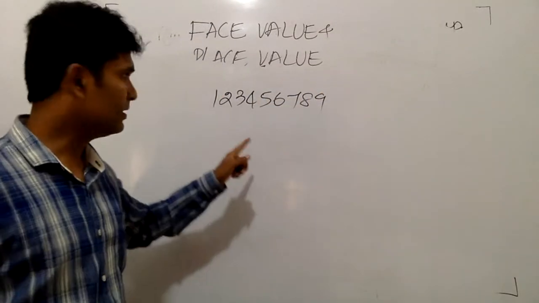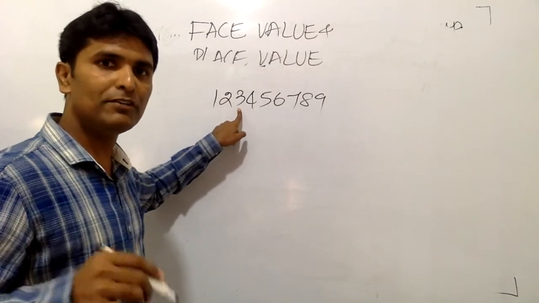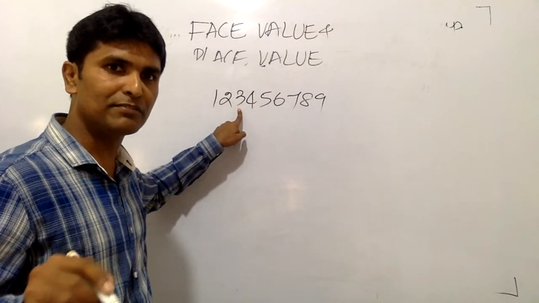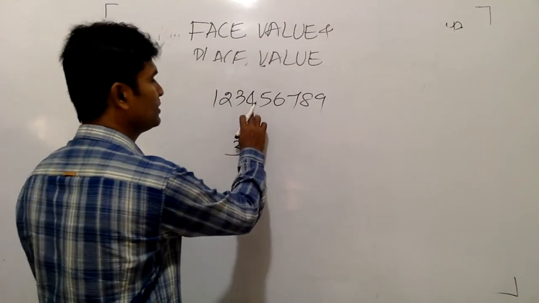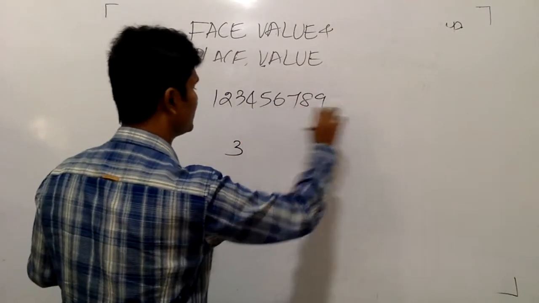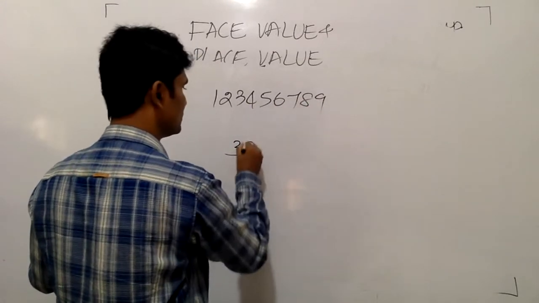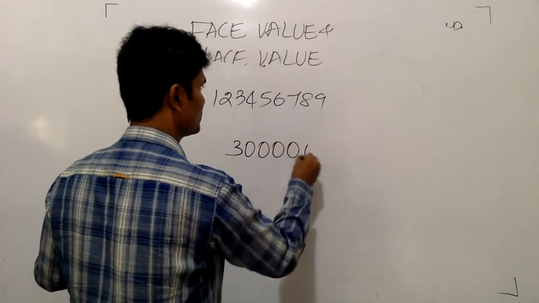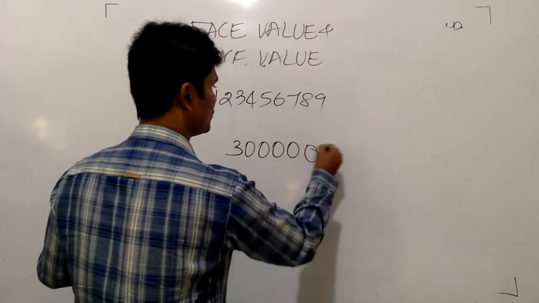Okay, in this number they are asking the place value of 3. We have to find out the place value of 3. What we have to do now? Let us write 3 here and count the digits on the right side of the digit: 1, 2, 3, 4, 5, 6. Put that many zeros. See, I am putting 6 zeros.